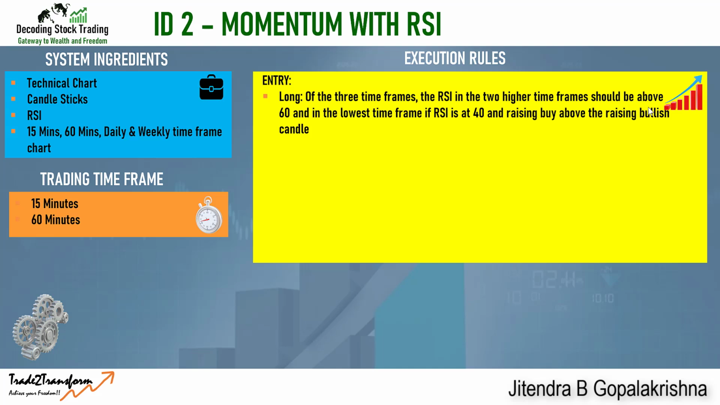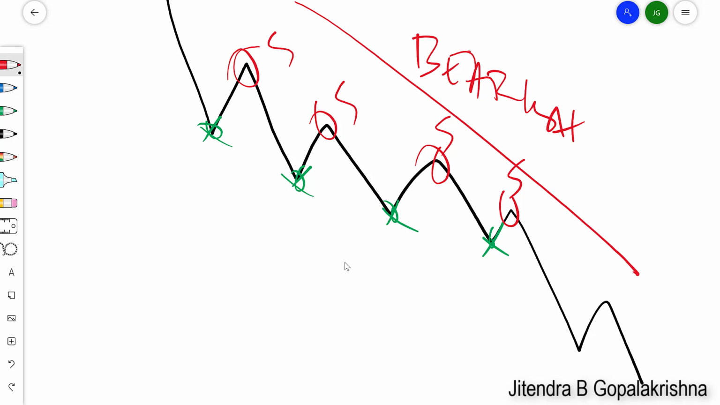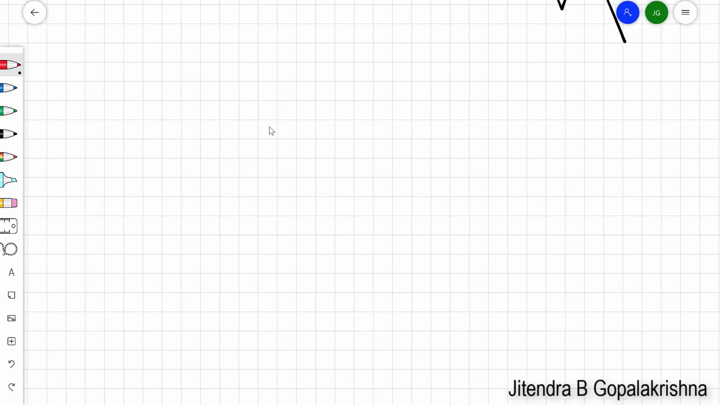And the lowest time frame, which is the 15 minutes time frame, if the RSI is at 40 and raising, at that point in time, if you find a strong bullish candle above the bullish candle, you will buy. Very, very simple. So let me explain that maybe through a chart quickly.